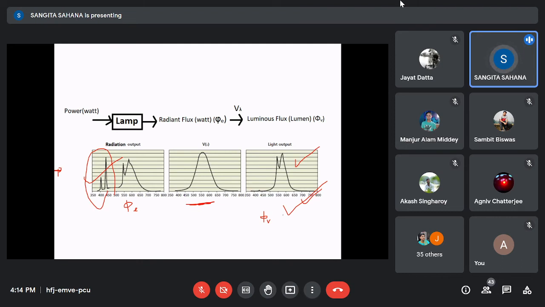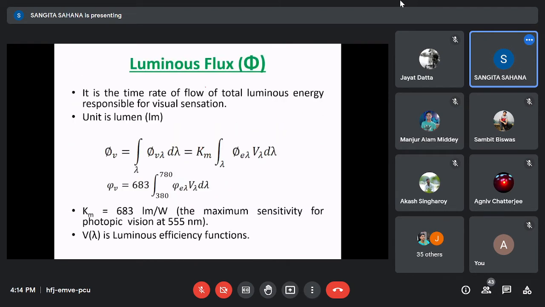So to calculate the visible part, we have to consider the V lambda function, the spectral responsivity function of the human eye, V lambda. What is luminous flux? This is called phi, only phi, or you can also say phi V. This is the time rate of flux of total luminous energy responsible for visual sensation. The unit is lumen.